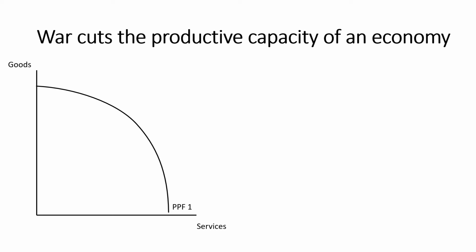So you could show this on a production possibility frontier. Remember that a PPF is a diagram that shows all the possible maximum output combinations of two goods that can be produced when all of society's factors of production are fully utilised. What wars do is that they damage both the quality and the quantity of a nation's factors of production. As a result of that, the PPF will shift inwards from PPF1 to PPF2.